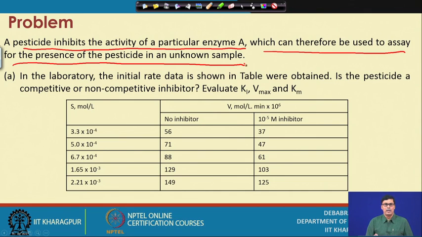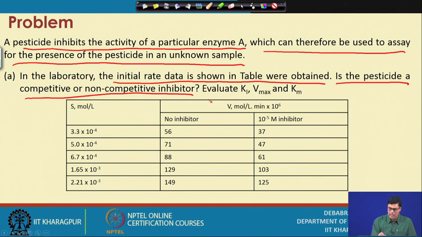I also told you that inhibition has a greater role to play in the medicinal sector, because this enzyme can be largely used for the production of sulfa drugs, and for some other purposes as well. This problem deals with how the pesticide concentration can be determined. In the laboratory, the initial rate data shown in the table were obtained. Is the pesticide a competitive or non-competitive inhibitor? Evaluate the values of Ki, Vmax and Km.